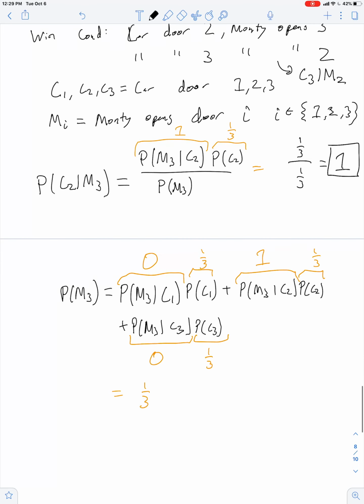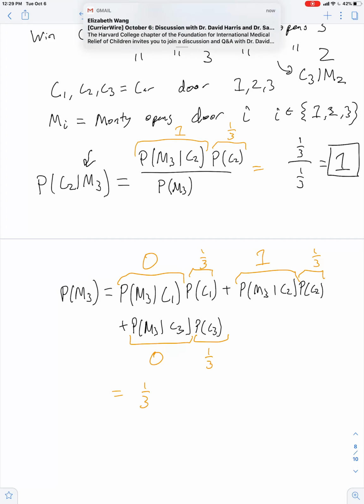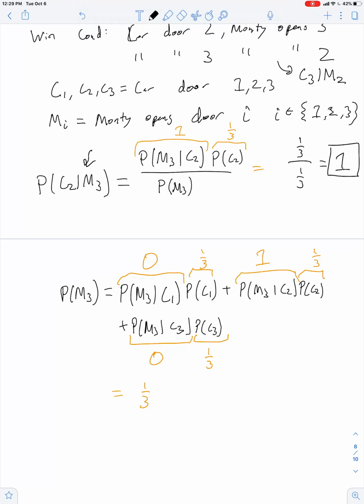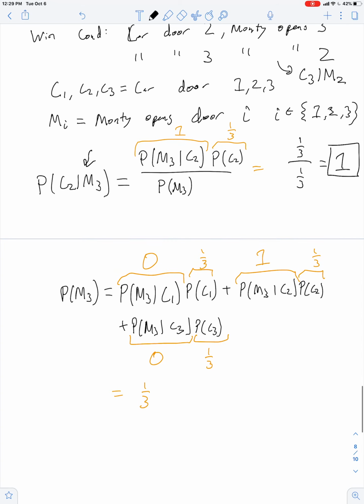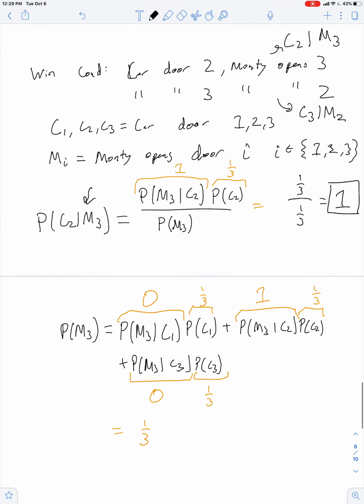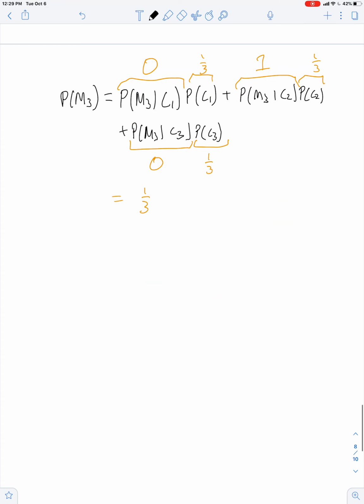So the probability that I win, given that Monty opens door 3, is 1 if I switch. So conditioning on the fact that Monty opens the higher numbered door, and I switch, I always win. But we also have to consider that other win condition, right? So let's do that now.